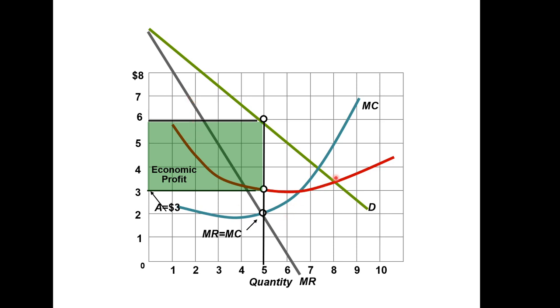All right? You may wonder, why are we only using one ATC curve or one average cost curve? Because we don't need average variable, because we don't need to differentiate between long run and short run, because there are barriers to entry and firms are not getting in. Okay?